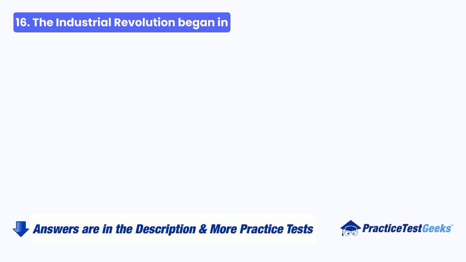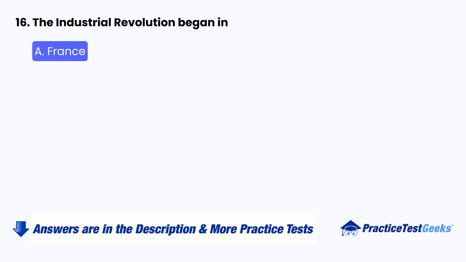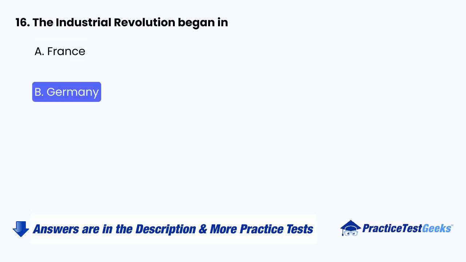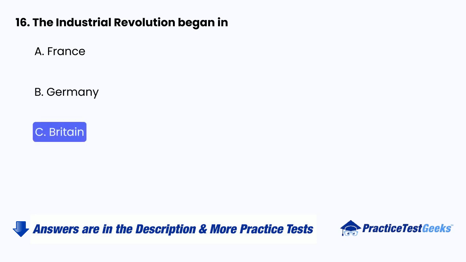16. The Industrial Revolution began in: A. France. B. Germany. C. Britain. D. Russia.